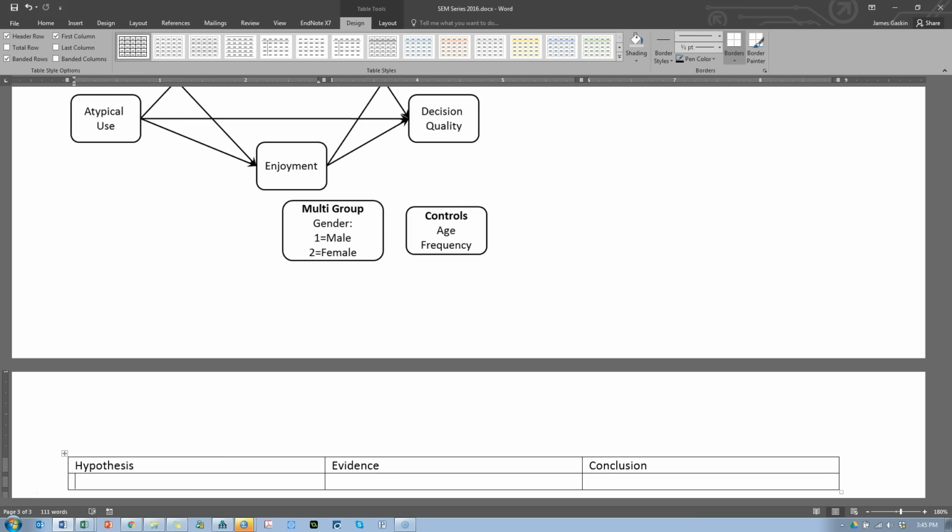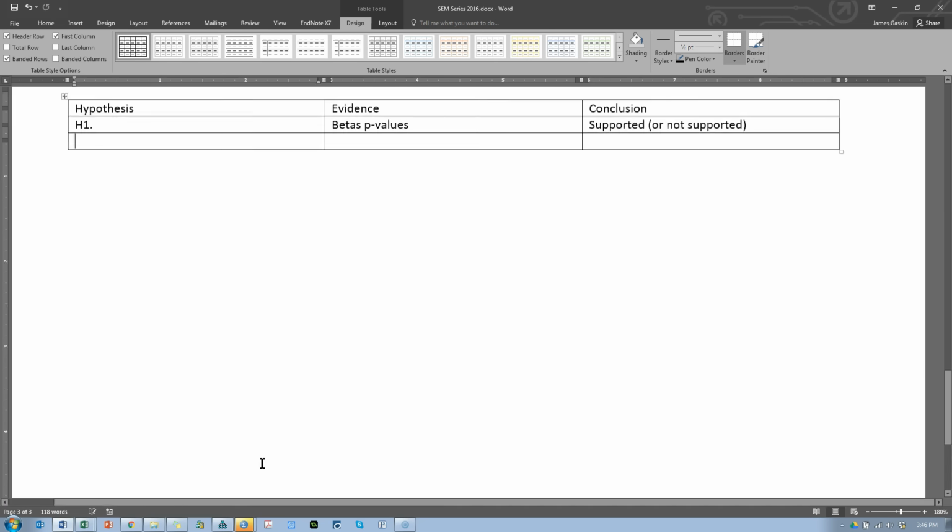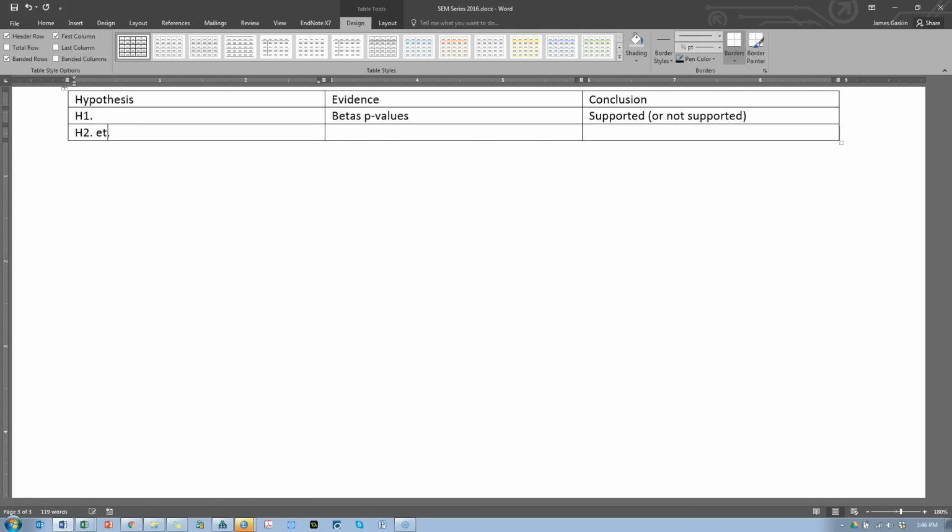And so something like H1, whatever it was, the evidence: betas, p values. So beta and p values is probably sufficient. And then include here whether it was supported or not supported. And do that for each of your hypotheses, H2, etc. So that's what you do there.